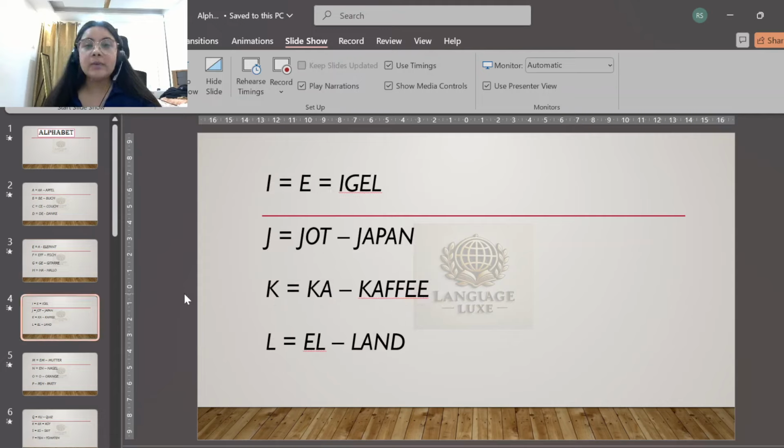Now I is basically E in German. So Igel. Now J is very important because J in English is pronounced as Yot in German. So if we have Japan, in English we call it Japan, but in German it is Yapan. Wunderbar. Now comes K. K is Ka, Kaffee. L, Land.